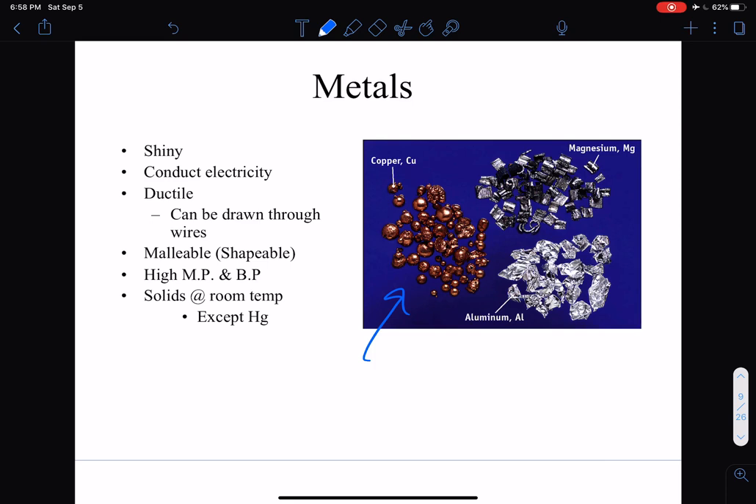They tend to have high melting points and boiling points. So MP and BP, that's melting point and boiling point. So it goes from a solid to a liquid. It melts at a very high temperature. And it goes from a liquid to a gas at an even higher temperature. So because these have high melting points, that's the temperature where they go from solid to liquid, they tend to be solid at room temperature because room temperature is too low of a temperature to cause metals to melt. And that's really good for us because we like our metals to stay solid. Now, the exception to this is mercury. So Hg is mercury. That is our liquid metal.